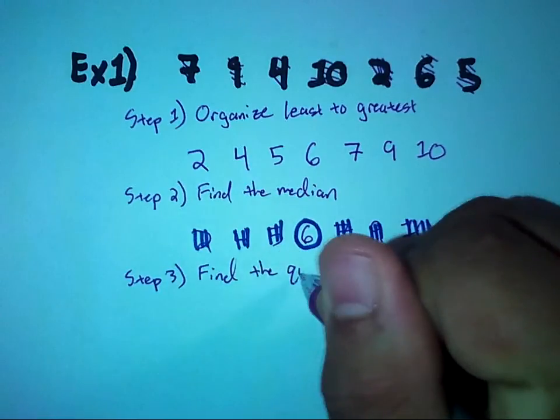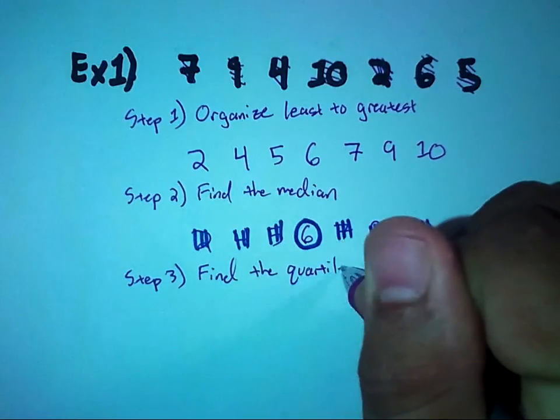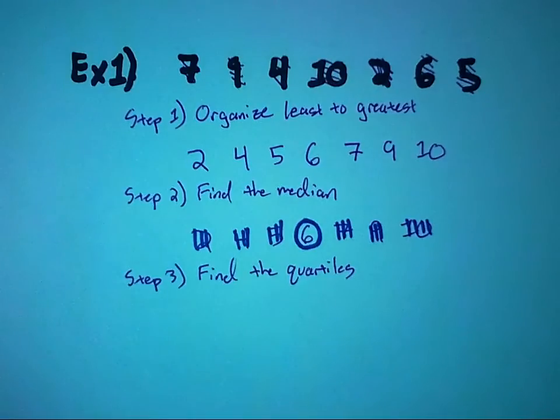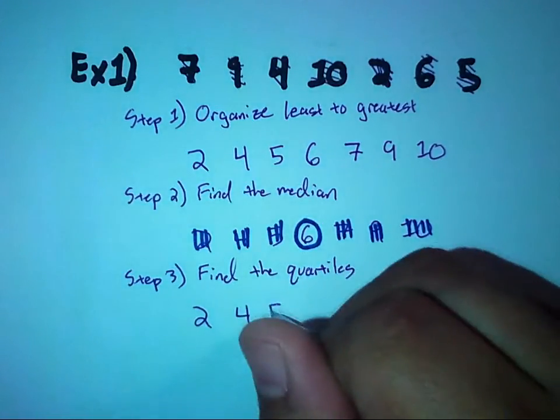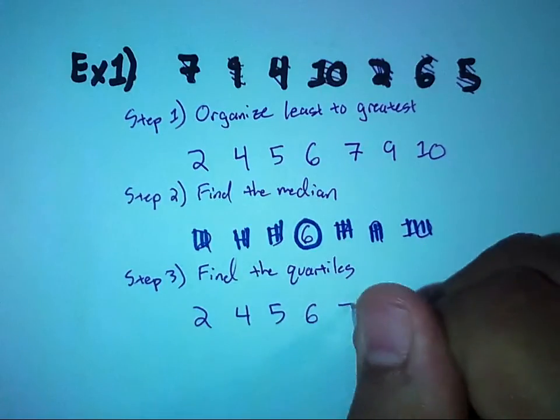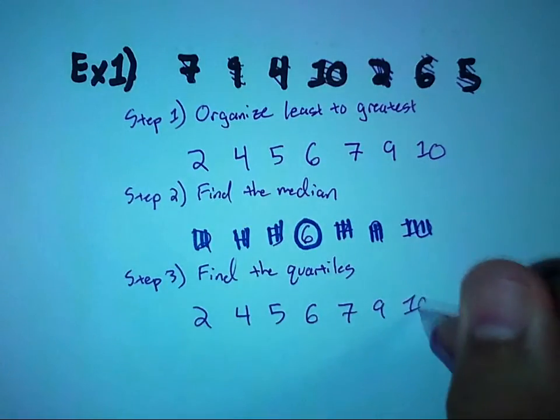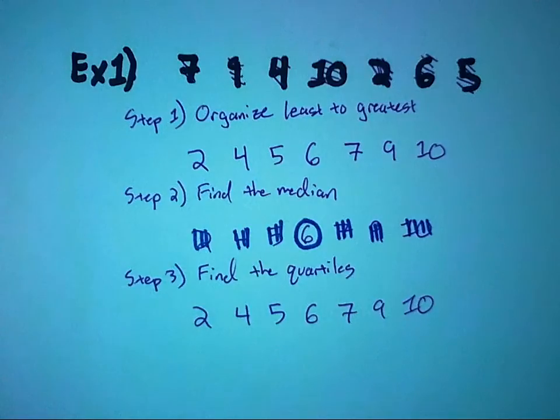Now this actually isn't too bad. Some people think it's a pain in the butt, but I think it's not that bad. So what I'm going to do is rewrite the numbers again. Go figure. 2, 4, 5, 6, 7, 9, 10. Okay. Now, you do not include the median in your lower and upper quartiles.